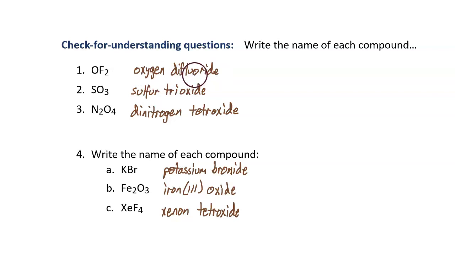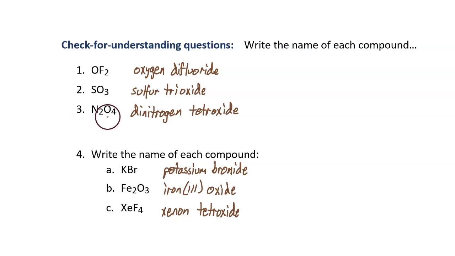It's oxygen difluoride. Number two, the first thing you do is decide if it's ionic or molecular. Sulfur and oxygen are both nonmetals. It's molecular. Molecular names involve the prefixes. So the S is sulfur, and then since there's three oxygens, that's trioxide. Sulfur trioxide.